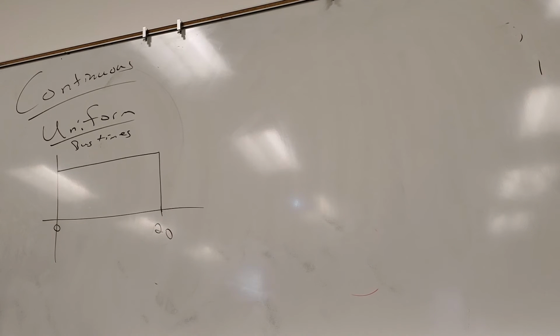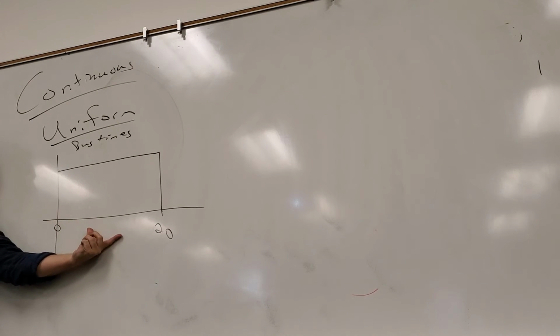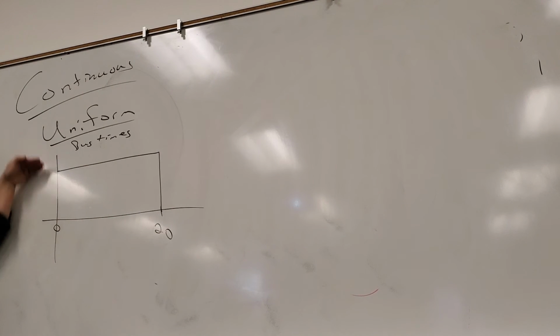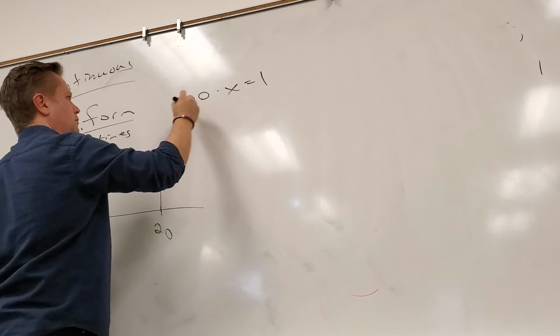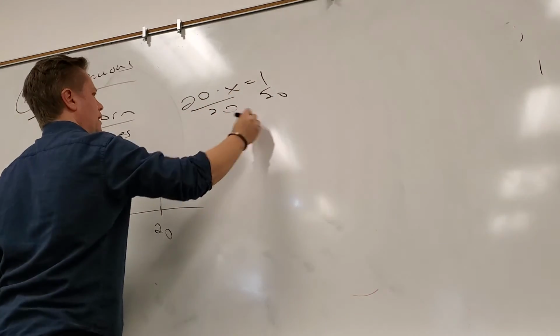Okay, how'd you get that? It's like 20 times x is equal to 1. Yes. So what's the length of this? 20. The height I don't know, but I want the area to be 1. So like you just did, 20 times I don't know equals 1. So the height is 1/20.